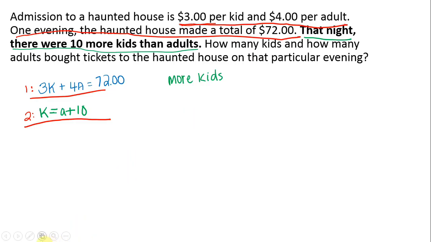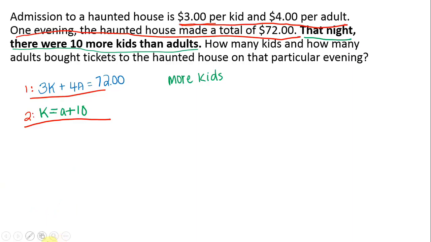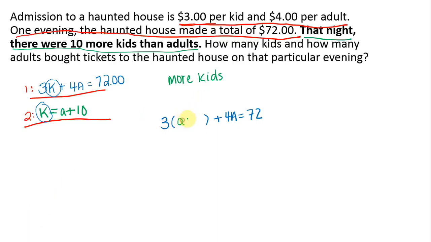I'm going to solve this system of equations using substitution. I'm going to use substitution because I already have a variable by itself that I can just substitute into my other equation. I'm going to rewrite my blue equation with a giant space for parentheses instead of the K. And I'm going to substitute my green equation into that space. Go ahead and solve for A, and then solve for K.